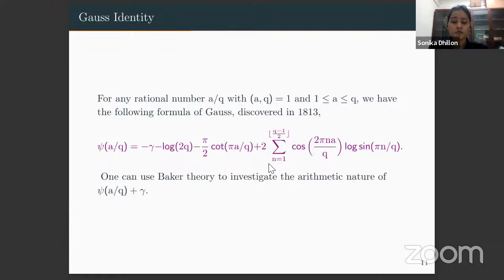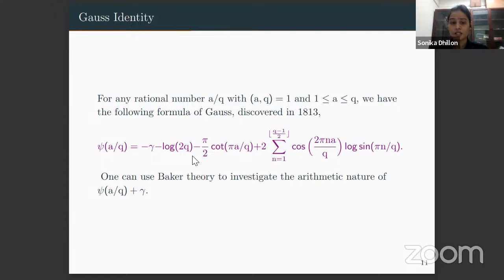identity, the Gauss identity, we have n from 1 to (q minus 1)/2. This is exactly φ(q)/2 when q is a prime number. And these are logarithms of sine(πn/q). These values are basically some cyclotomic units. We can take them modulo sine(π/q) to make them cyclotomic units. So basically we are studying the multiplicative independence of cyclotomic units, and if we add the log, we are studying the linear independence of the logarithms of cyclotomic units. So φ(q)/2 comes from this particular part.